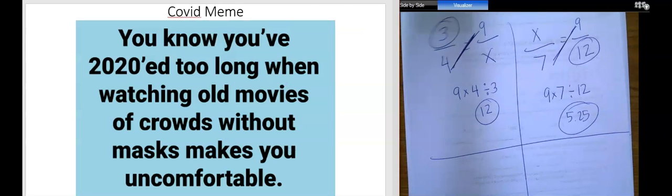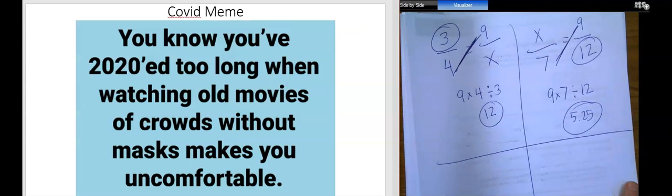Okay, COVID meme for the day. You know, you have 2020 too long when you're watching old movies of crowds without masks makes you uncomfortable.